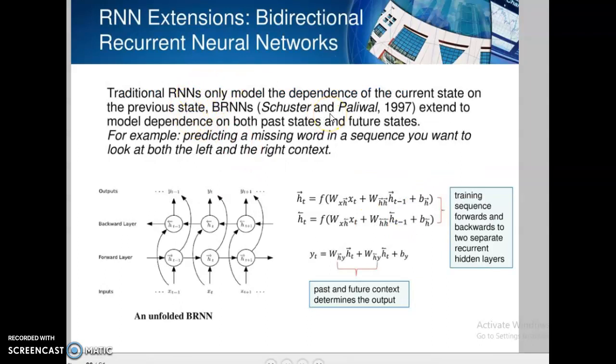RNN extensions: bidirectional recurrent neural networks. Traditional RNNs only model the dependence of the current state on the previous state. BRNNs, Schuster and Paliwal, 1997, extended this to model dependency on both past states and future states. For example, when predicting a missing word in a sequence, you want to look at both the left and the right context.